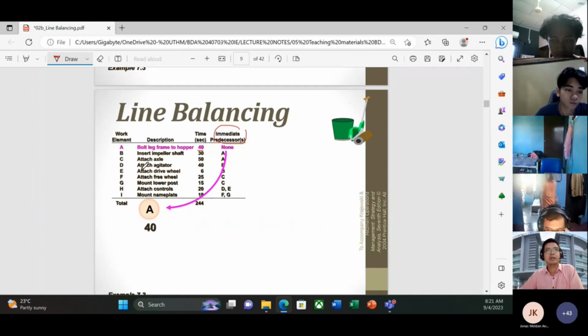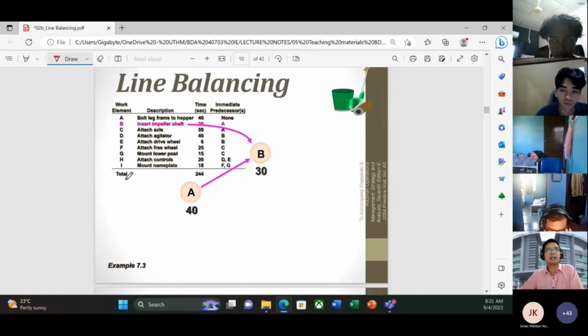Okay, clear? And we look at B. B is insert the impeller shaft. In order to place B, we look at the immediate predecessor. What is the immediate predecessor for work element B? A. So you draw a line here and draw the circle B, and put the time required, 30. Why? Because the immediate predecessor is A. Clear? So look at the immediate predecessor. It is very important when you construct the precedence diagram.